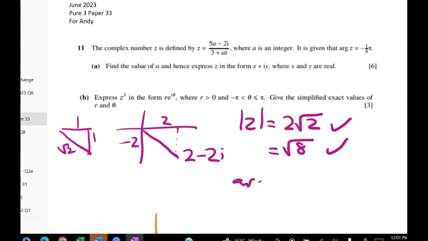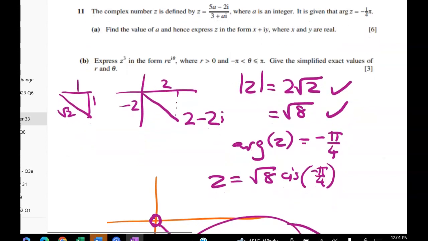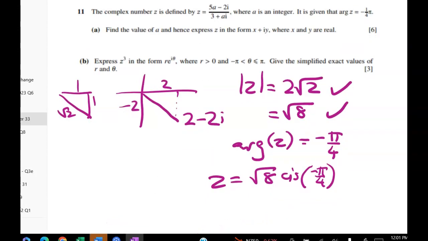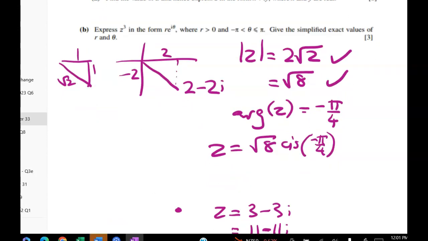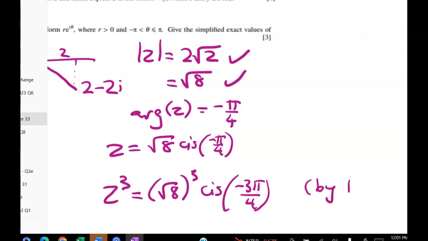And the argument of z, we know just from what we've just done, is equal to negative pi on 4. So we can write z as root 8 cis of negative pi on 4. And we can very easily now cube z. So this is now getting well into part B. Let's just deal with this. So z cubed is equal to root 8 cubed cis of negative 3 pi on 4, and that's by de Moivre's theorem.